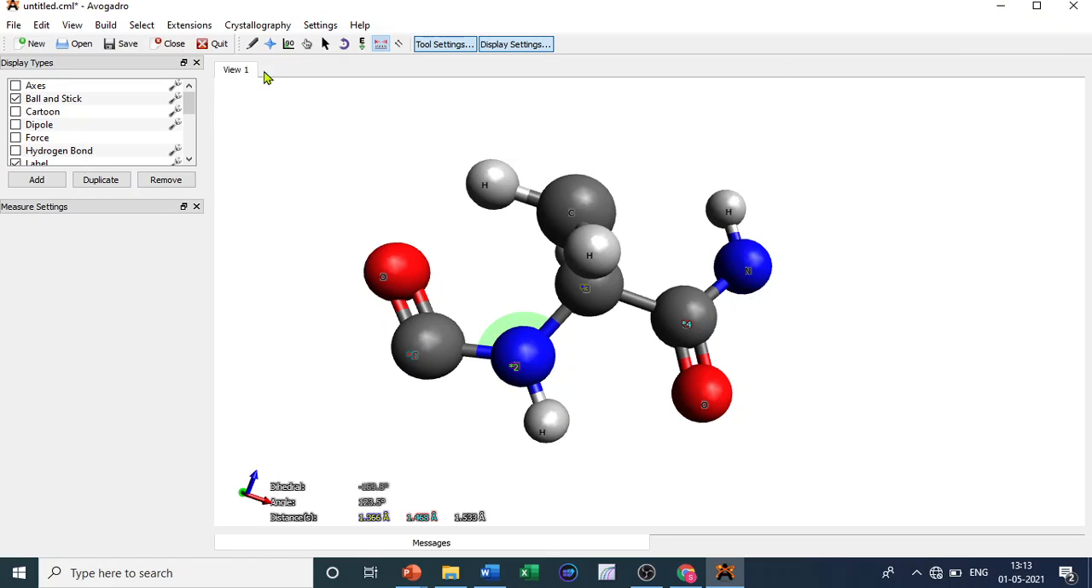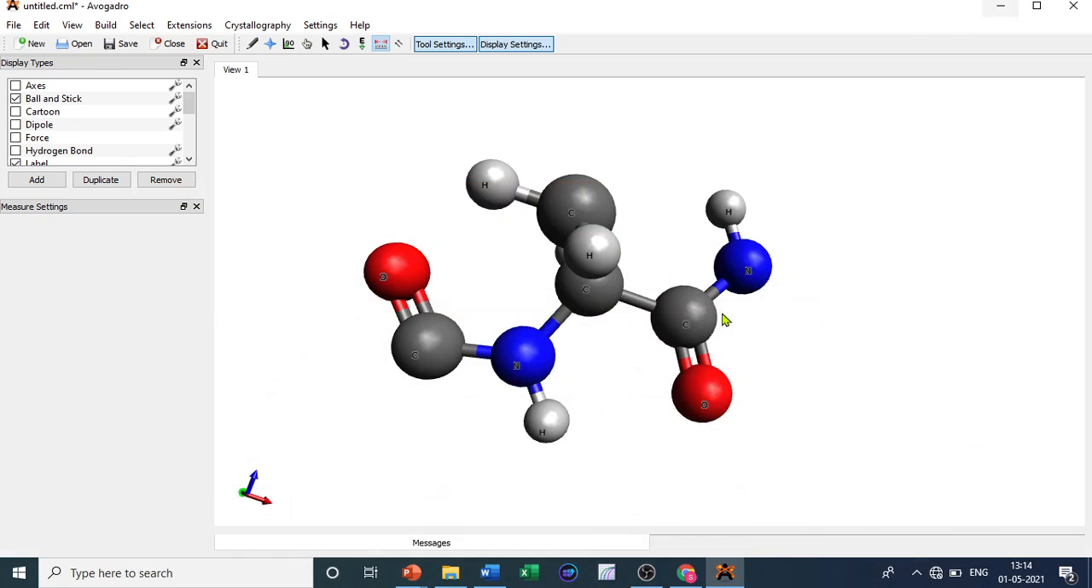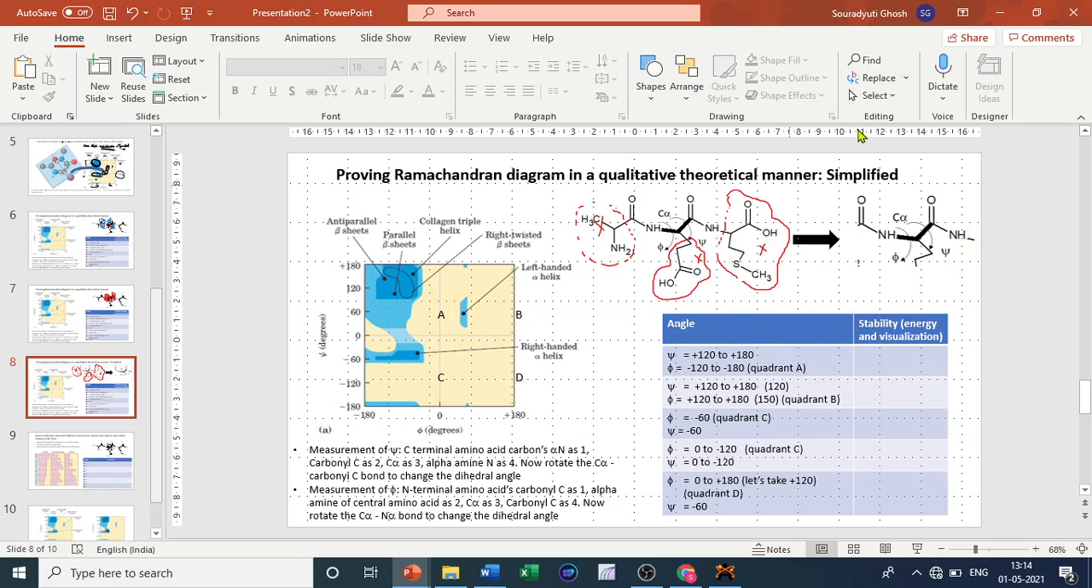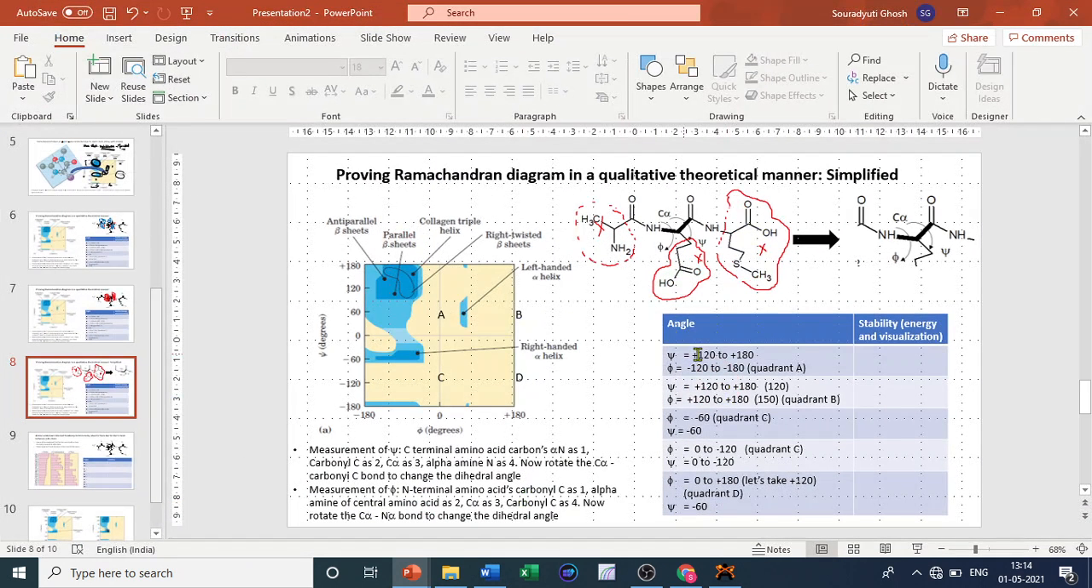Okay, so we should just double check the other angle also. Okay, so that should be starting from here, that is from the C-terminal alpha carbon amino acid. C-terminal alpha carbon, alpha amino should be the 1. So 1, 2, 3, 4. So 165 degrees. So that is the psi. That is 165 degrees. So we are well within this range.